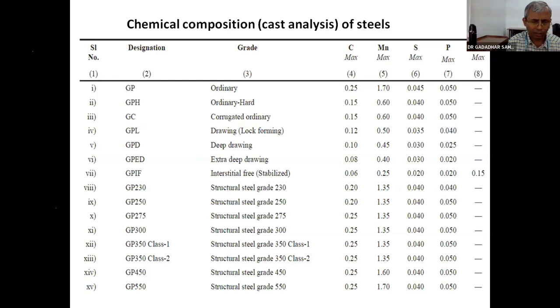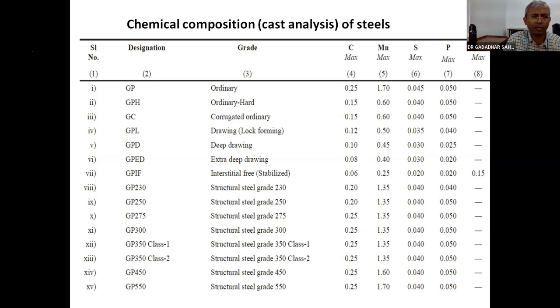GP, in most cases we are producing GP ordinary grade. But also, if you look towards the end, we are providing GP 350, GP 450, GP 550. GP 350 means YS is 350. In many cases we have supplied GP 350. In between, whatever is required, we can also produce based on the customer requirement.